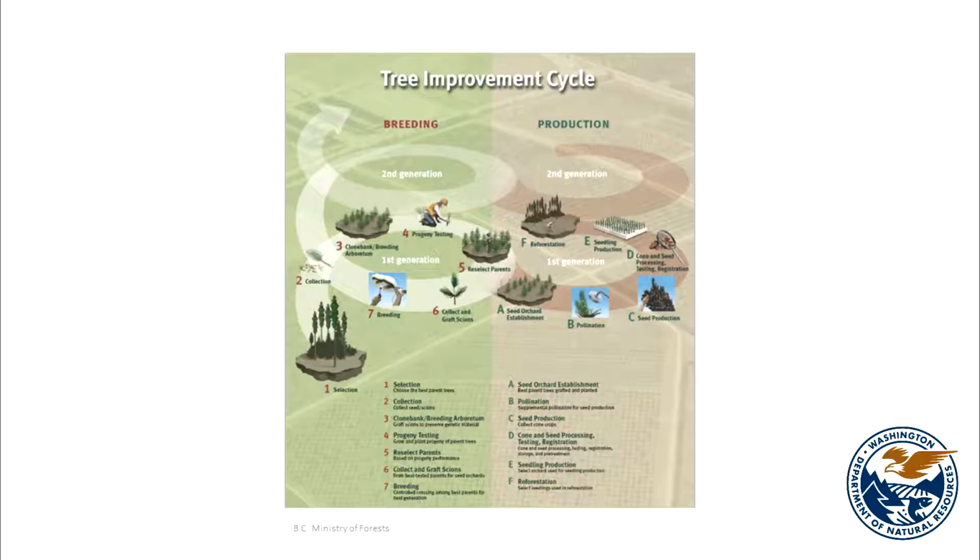And then we would also establish progeny tests. So we're taking the open pollinated seed that was collected from these parents and planting those out in progeny tests. At progeny tests, we have the same families planted at all the sites, and that's important for the work that I've been doing. From the progeny tests, we can select the best parents again, then we start the process over, we collect and graft scion from those best parents, start breeding, do more progeny tests.